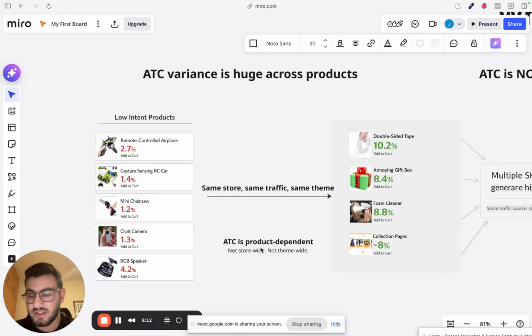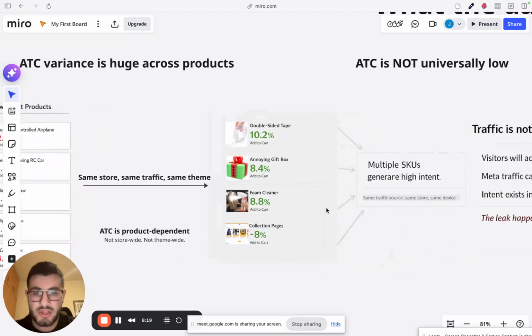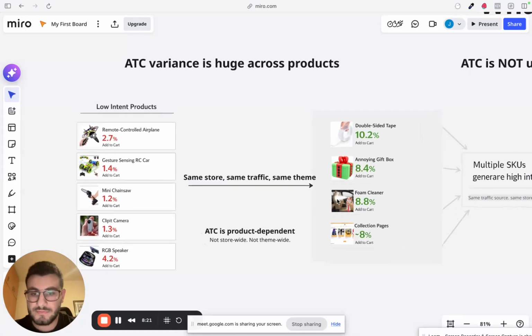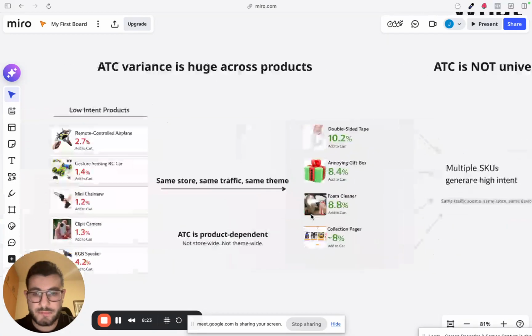So this tells us that add to cart is product dependent. Your add to cart rate is not store wide and not theme wide. Yes, it is product dependent.